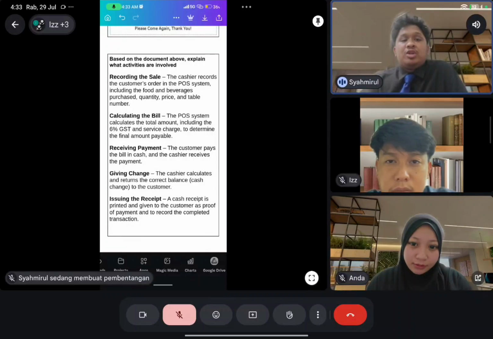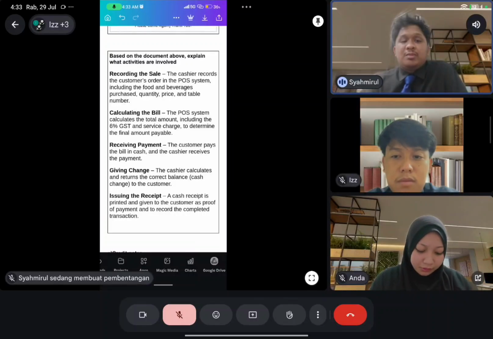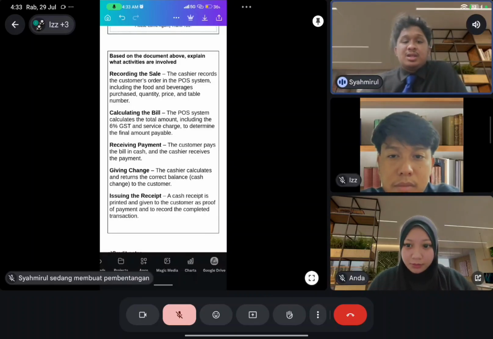Based on the document, first, recording the sale. The cashier records the customer order in the POS system, including the food and beverage purchase quantity, price, and table number. Second, calculating the bill. The POS system calculates the total amount, including the 16% GST and service charge, to determine the final amount payable.